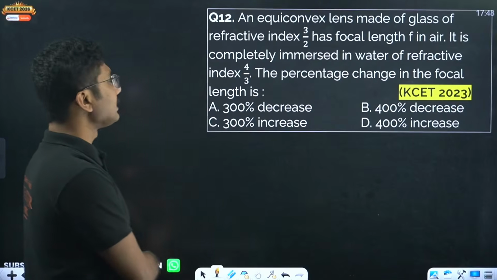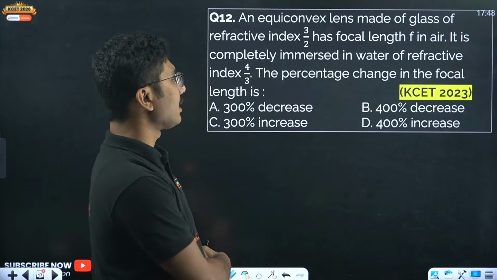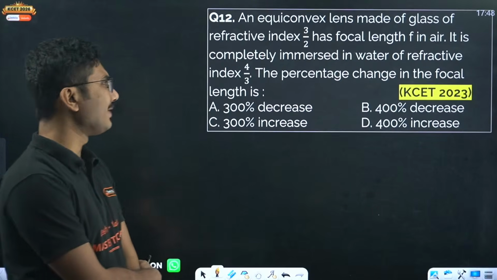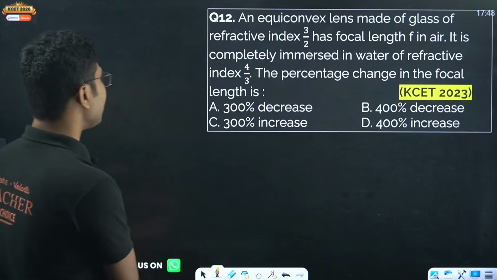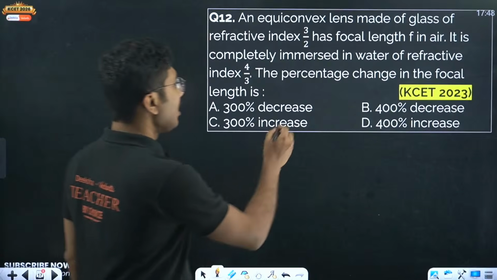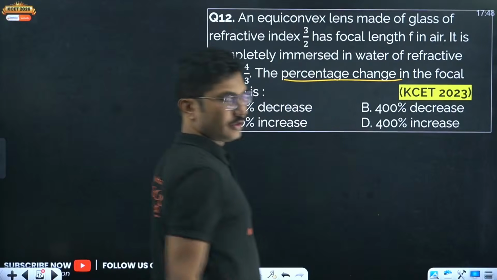An equiconvex lens made of glass of refractive index 3/2 has a focal length f in air. It is completely immersed in water of refractive index 4/3. The percentage change in the focal length. Now here you have to do the calculation, and remember it is a percentage change. Okay, I will explain that.